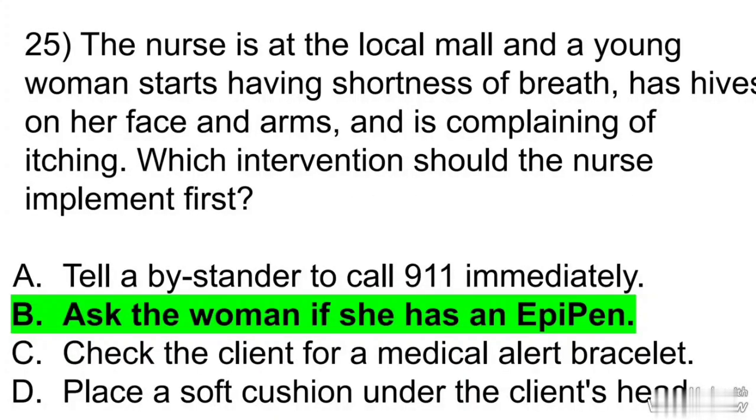25. The nurse is at the local mall and a young woman starts having shortness of breath, has hives on her face and arms, and is complaining of itching. Which intervention should the nurse implement first? A. Tell a bystander to call 911 immediately. B. Ask the woman if she has an EpiPen. C. Check the client for a medical alert bracelet. D. Place a soft cushion under the client's head.